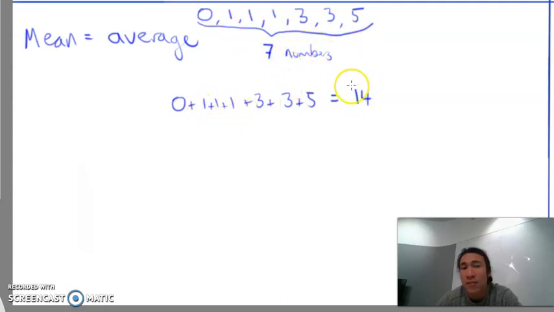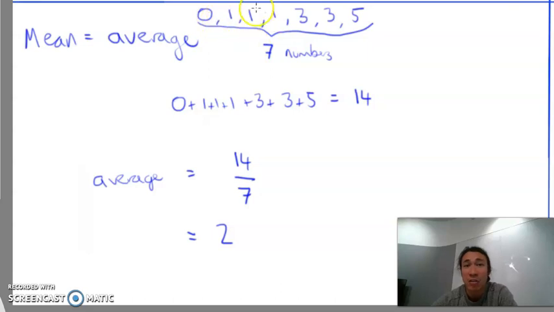So first step is to add them up. Second step, how many numbers did I have? To find the average, or the mean, same word, same meaning, you get the total, you divide it by the number of, or the amount of numbers you had. And the average is 2. So instead of saying your scores individually, you could say, well, we scored on average 2 goals a game.